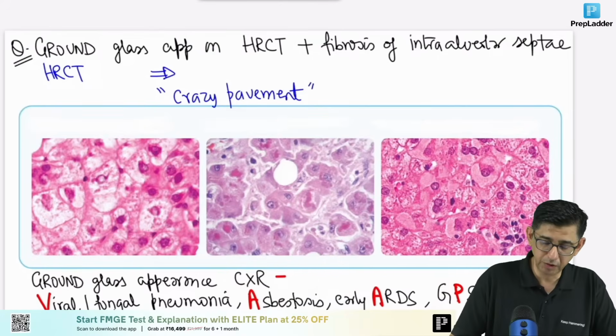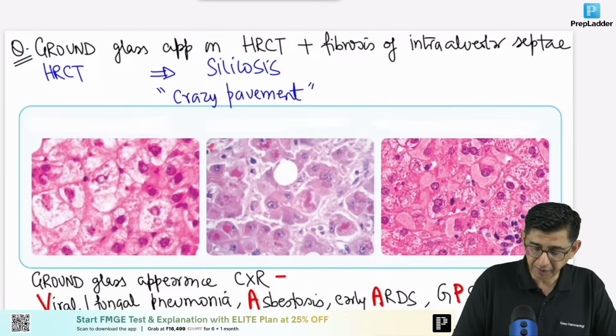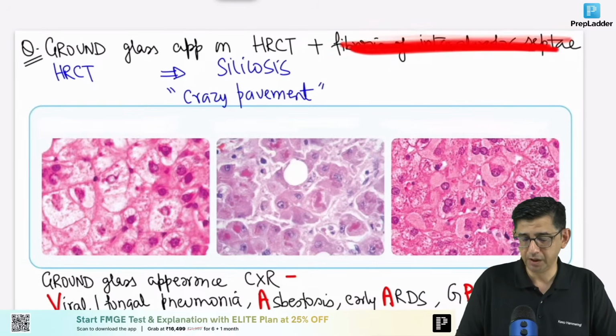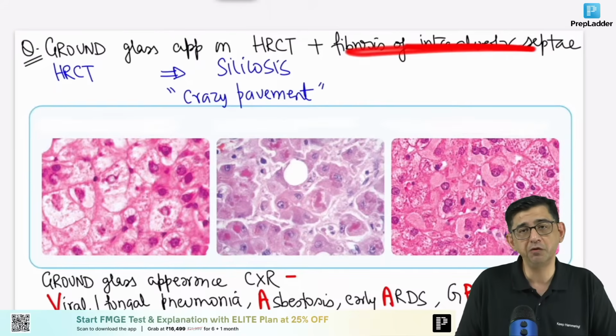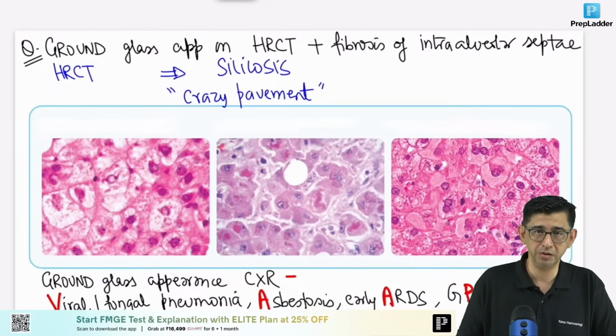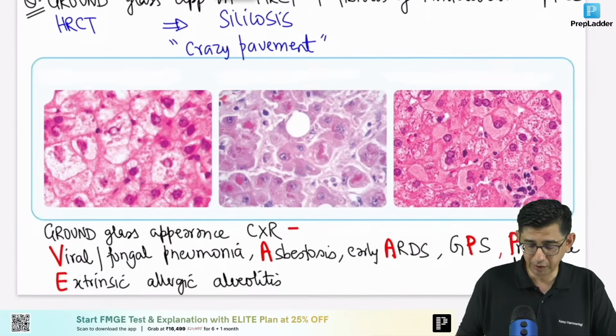Yes, very good. Silicosis. It is silicosis. But if I remove this particular word, fibrosis of the interalveolar septa, and I just say ground glass appearance, then it is seen with asbestosis. So there have been two different questions at two different times in your paper in which he has mentioned simply ground glass appearance on chest x-ray. That would be asbestosis. And the second time he has mentioned ground glass appearance with fibrosis of the interalveolar septa causing a crazy paving pattern. Then the answer is silicosis. So that's an important aspect to be remembered.